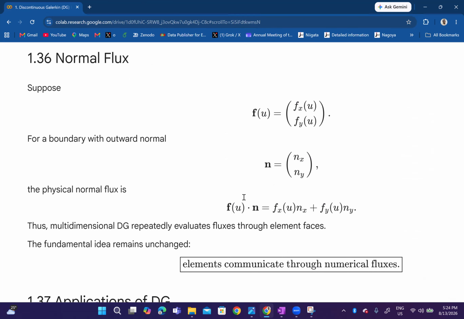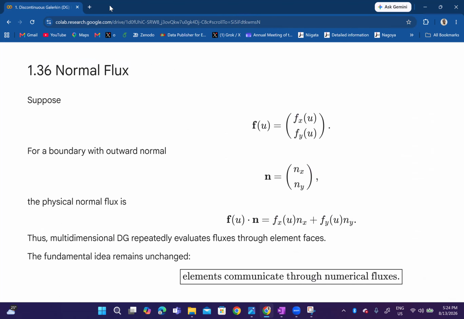Then talking about a normal flux here now. Suppose f of u is f sub x of u, f sub y of u. So for a boundary with outward normal n equals n sub x, n sub y, the physical normal flux is f of u dot n, which is f sub x of u times n sub x plus f sub y of u times n sub y. Thus, multidimensional discontinuous Galerkin repeatedly evaluates fluxes through element faces. So the fundamental idea remains unchanged. Elements communicate through numerical fluxes. So this is the idea of normal flux now.